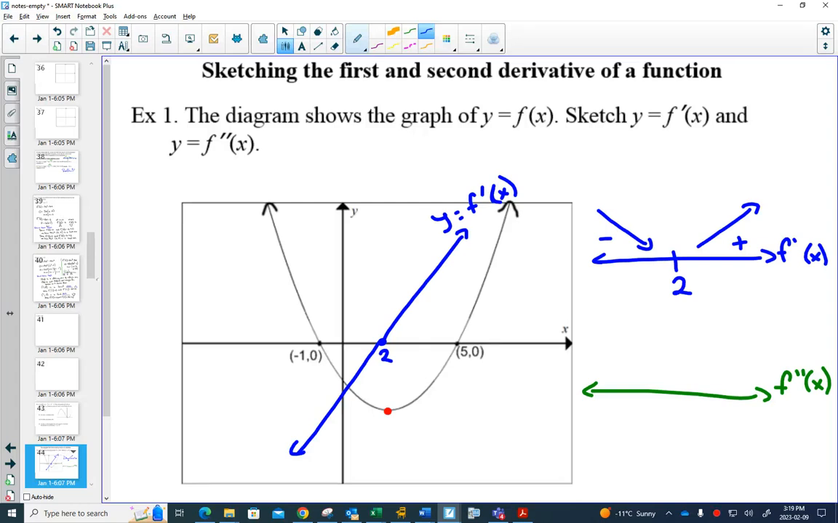The second derivative. Are there any places that we have inflection points on here? Does it change from concave up to concave down anywhere? No. Can you see that it is always concave up? If it is always concave up, the second derivative always has to be positive. So a possibility for my second derivative is this straight line.